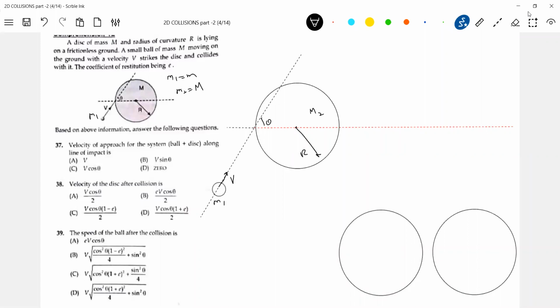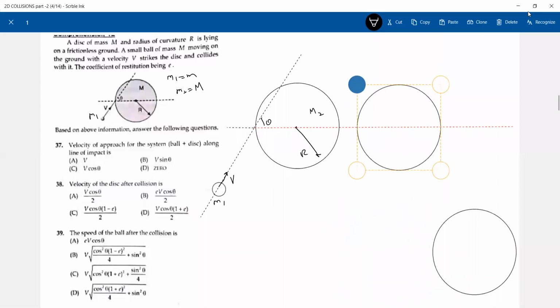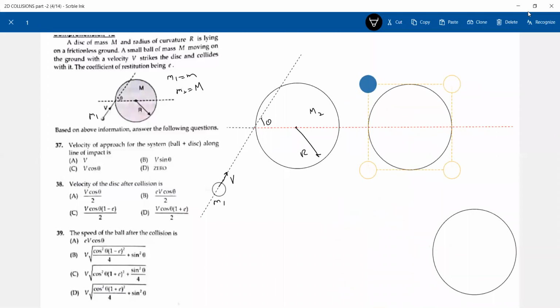It'll come and collide. So when it collides, what conditions will arise? First, the masses are the same, right? Disk of mass m, small ball of mass m. Masses are given the same. I'll check it. Yeah, let it be here.